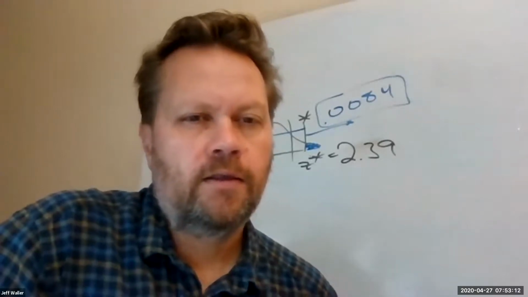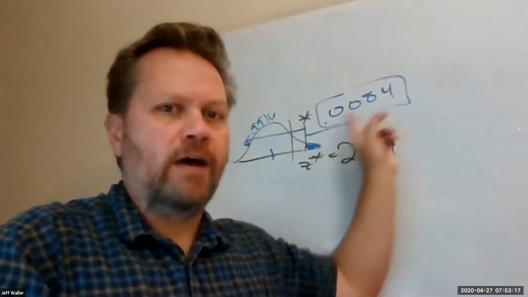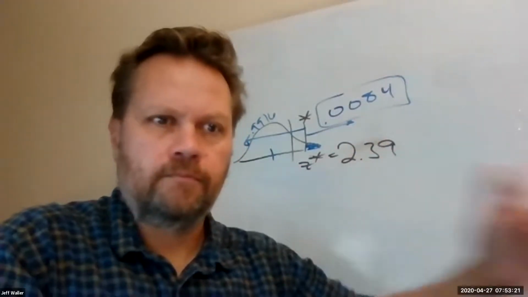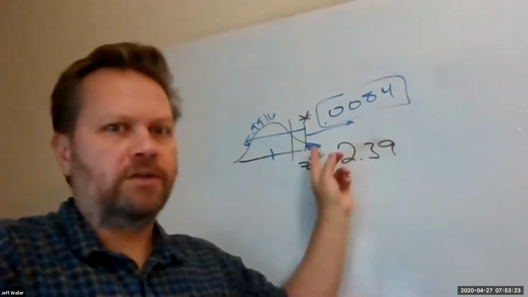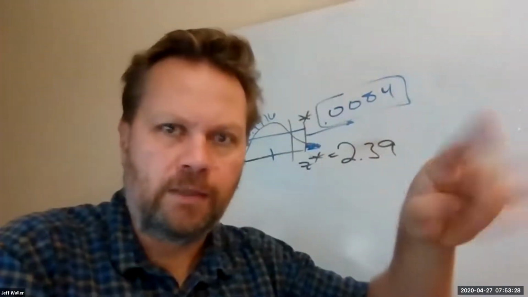Now let me add one more little thing on here. If this would have been a two-tail test, I would have doubled this to get the p-value, to make it fair. If this would have been a two-tail test, I would have doubled this, and then that would have been the p-value.